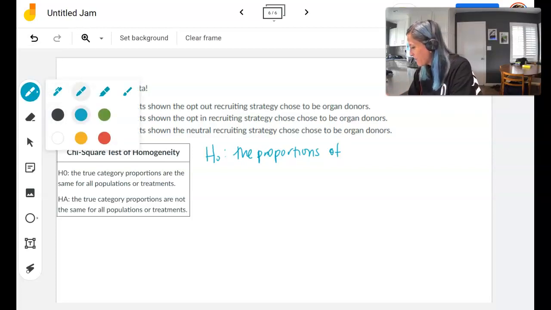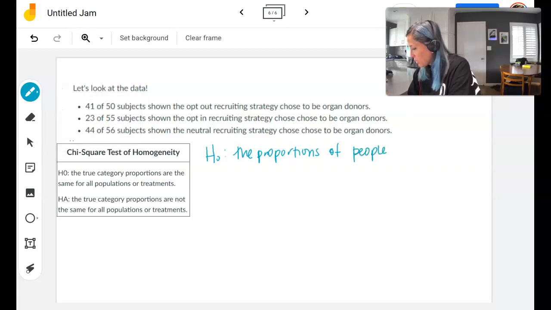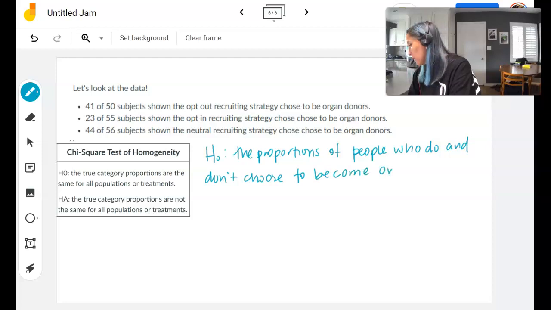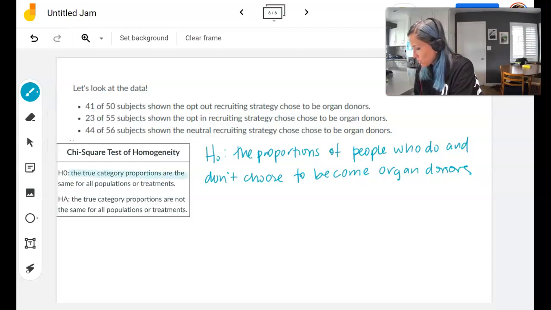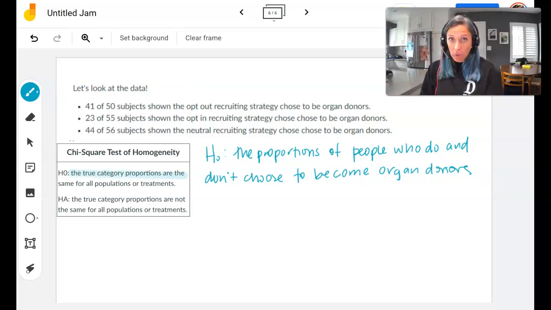All right, the proportion of people who do and don't choose to become organ donors. So all I am doing in this first part right here is matching the true proportions for those categories. So my categories here within each of those different random assignments was becoming an organ donor or not. We only have two, so we're pretty lucky here. It could have been more, right? But right now, these are the two things.